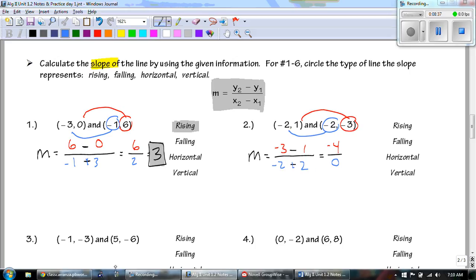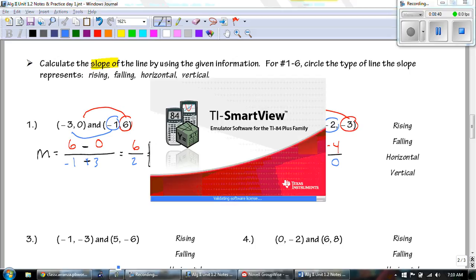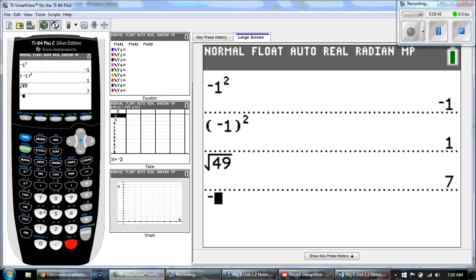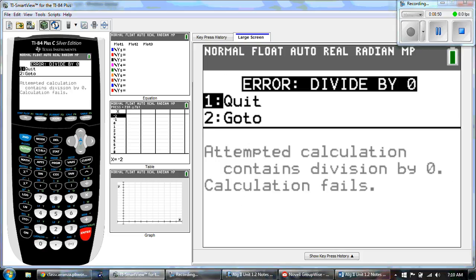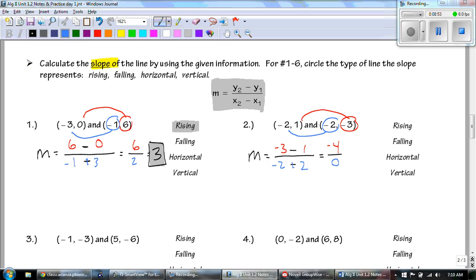Now, when 0 is on the bottom, what happens? If you don't know, use your calculator. So I have negative 4 divided by 0. And, ooh, error, divide by 0. Can't do that. All right, so that means that my slope is undefined. Okay, when 0 is on the bottom, guys, your slope is undefined. And if it's undefined, we have a vertical line.